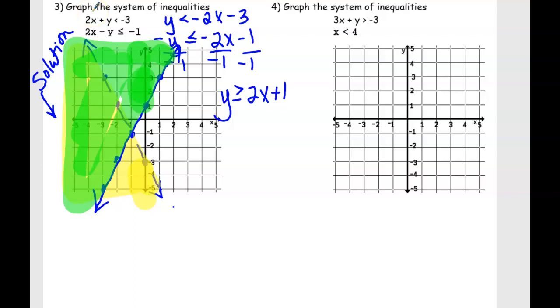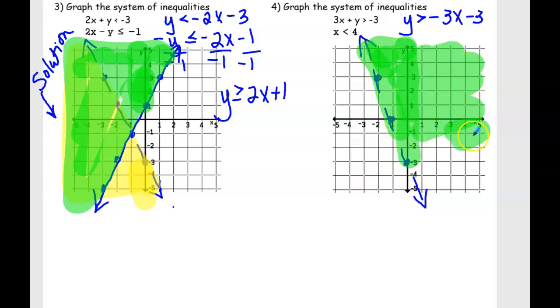Okay, looking at number 4, I'm going to first put it in slope-intercept form, and I get y greater than -3x minus 3. So when I graph this one, my slope is -3, so I'm going to go up 3, 1, 2, 3 into the left one. There we go, and that one's going to be dashed. Okay, it's going to be greater than -3, so I'm going to look at my y-intercept of -3, and anything greater would be this direction. So I'm going to shade everything on this side.